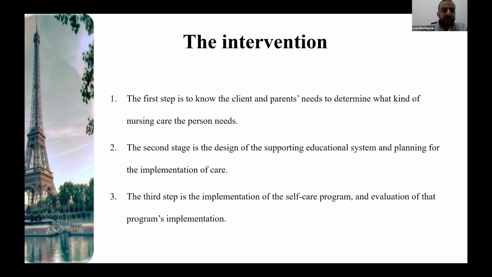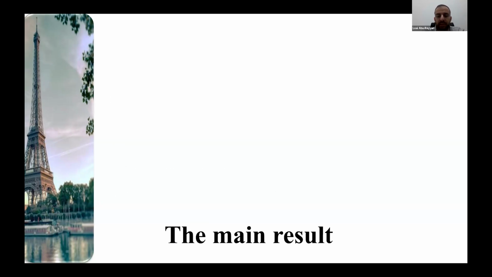The intervention: the first step is to know the client's and parents' needs to determine what kind of nursing care the person needs. The second stage is the design of the supporting educational system and planning for the implementation of care. The third step is the implementation of the self-care program and evaluation of the program implementation for this patient.